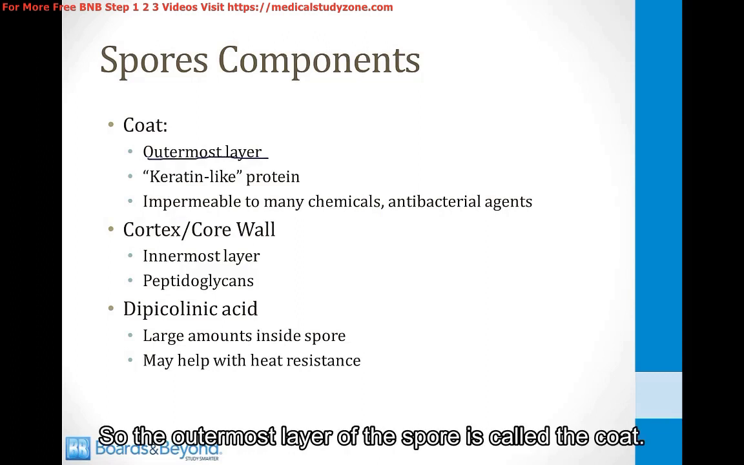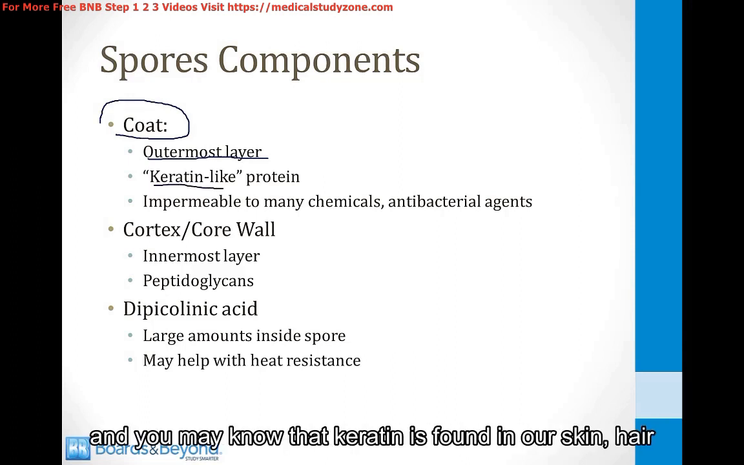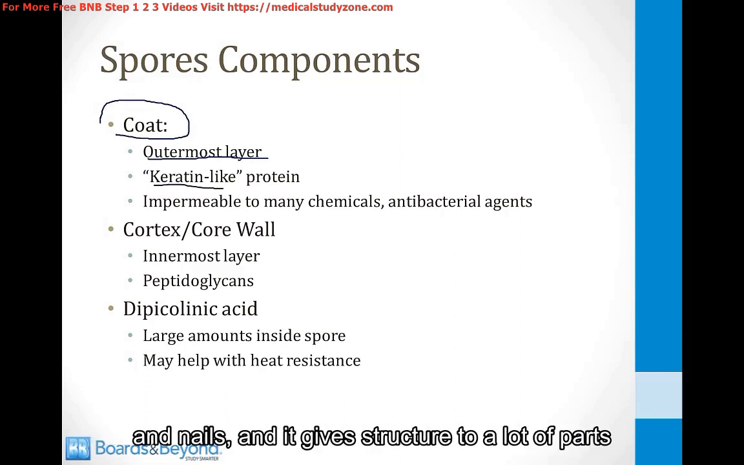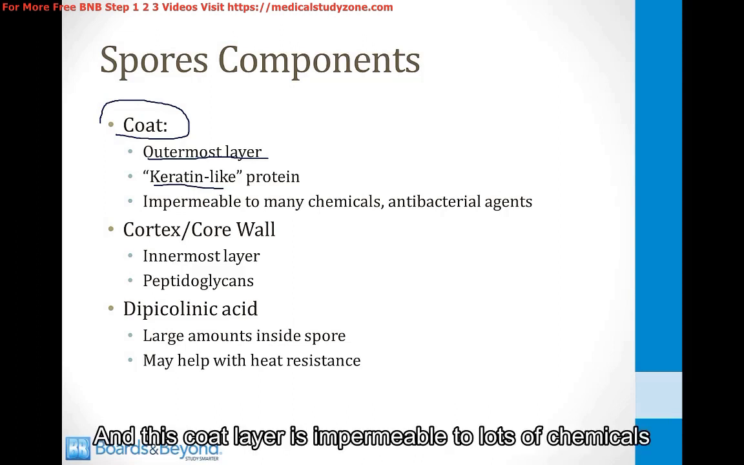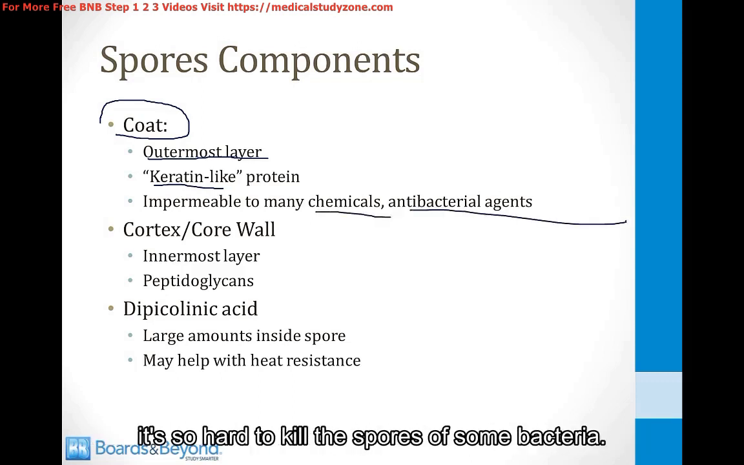So the outermost layer of the spore is called the coat. And the coat contains a protein that's similar to keratin. And you may know that keratin is found in our skin, hair, and nails, and it gives structure to a lot of parts of the human body. And this coat layer is impermeable to lots of chemicals and lots of antibacterial agents, and this is why it's so hard to kill the spores of some bacteria.